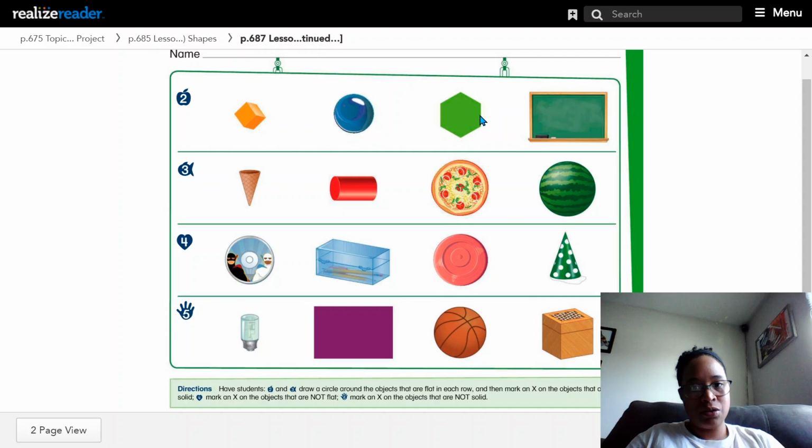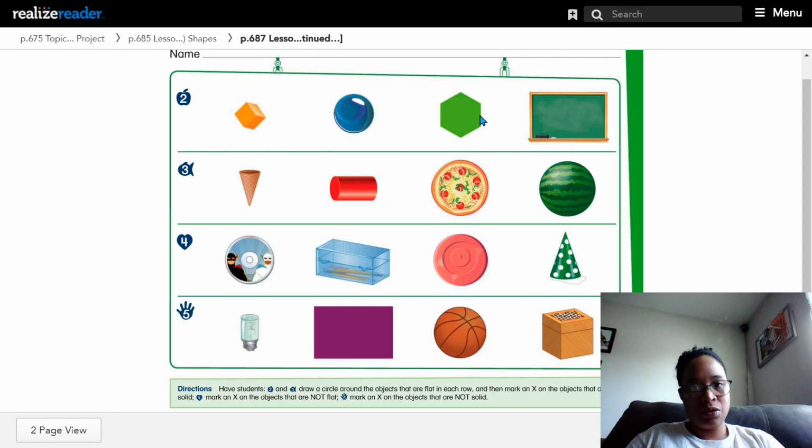So is this a flat 2D shape? Yes, this is a flat 2D shape. So our hexagon, again, has 6 sides. 1, 2, 3, 4, 5, 6. But this shape is a flat 2D shape. We can only see one side, this face right here.